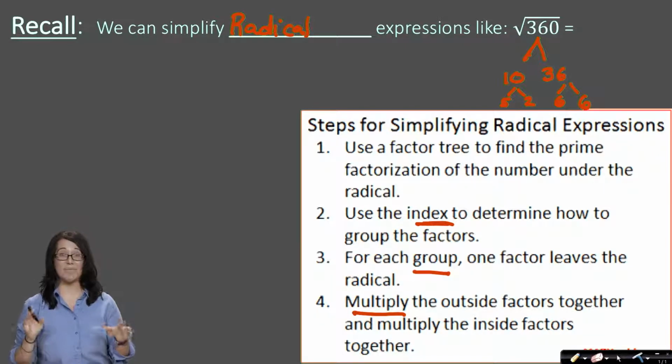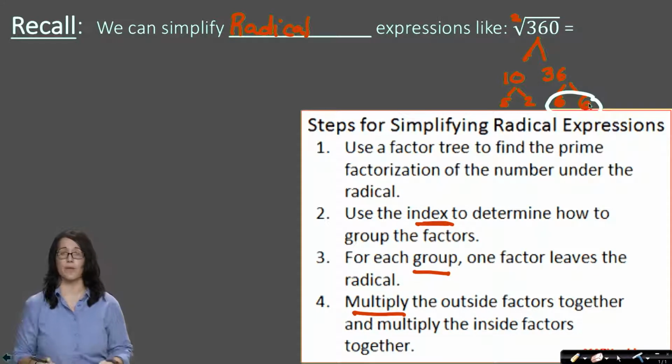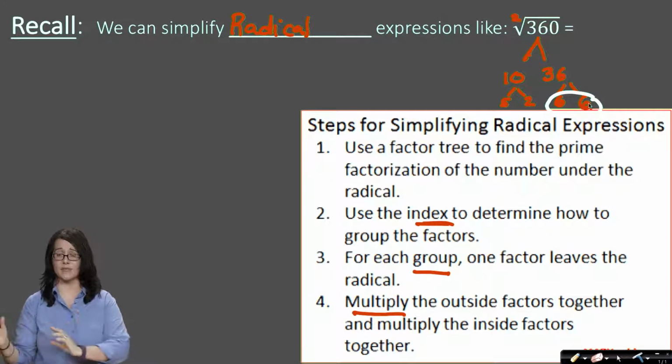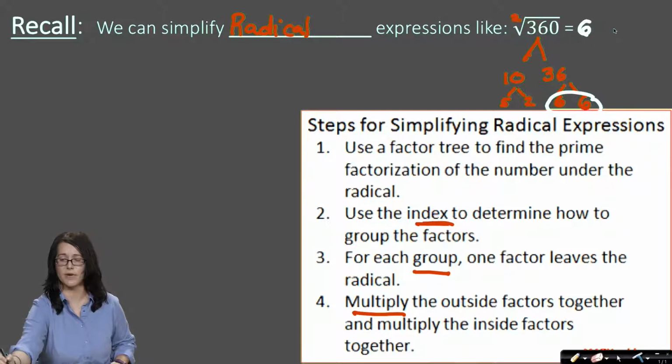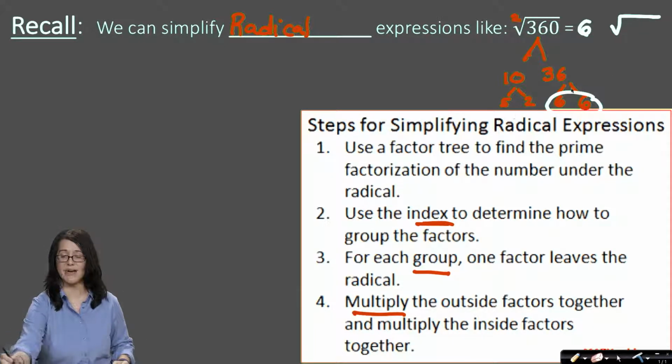But notice, if you already see 2 of a kind, since this was a square root, the index was 2, if you already see 2 of a kind, that can be removed as a group. That factor gets removed from the radical. So already I could bring out the 6 in front. So 6 is coming in front. Let's see if anything else comes out. Well, now I just have 5 times 2, or 10. Those are not the same, and they're both prime. So we would actually keep 5 times 2, or 10, underneath that radical.